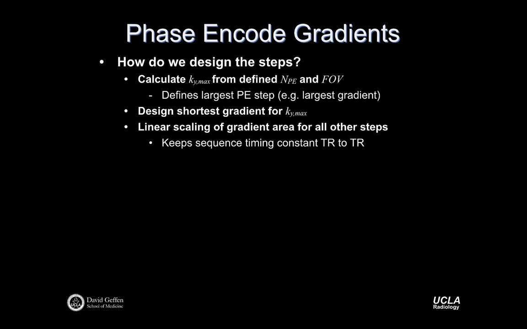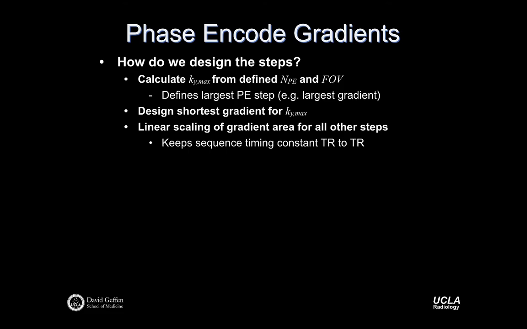But we want to build up that maximum area as quickly as we can, because that's always going to be the most time efficient. And then we basically just have to linearly scale that gradient area for all of the other steps. Once we figure out the maximum gradient area that we need, then we just need half of that gradient area to get out half as far in k-space, for example. And so the most time efficient design is just to scale that gradient waveform's area to get you to the other lines in k-space that you want.